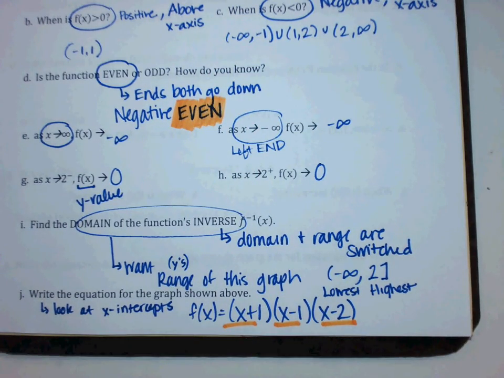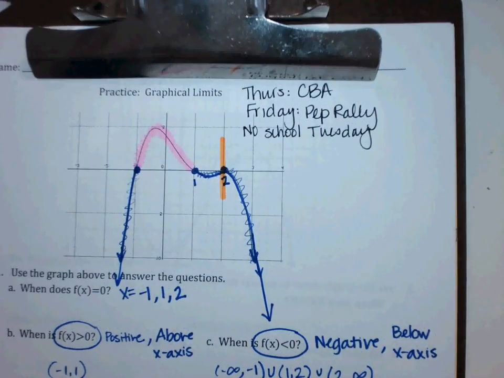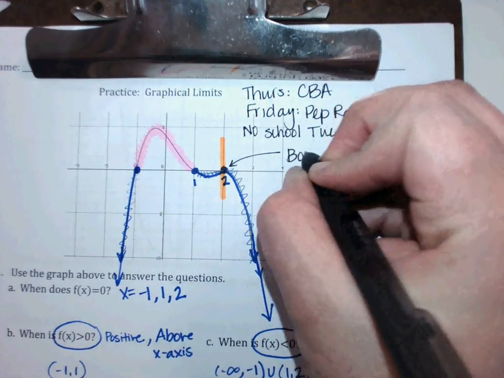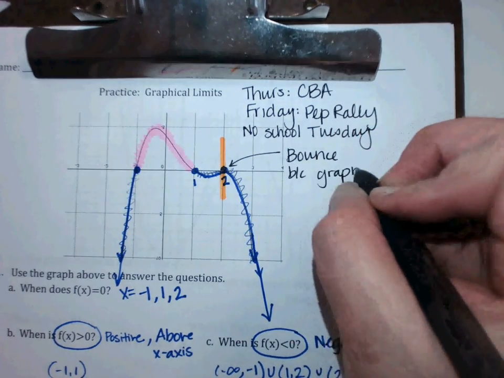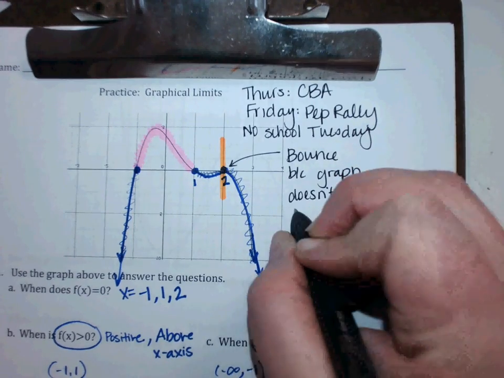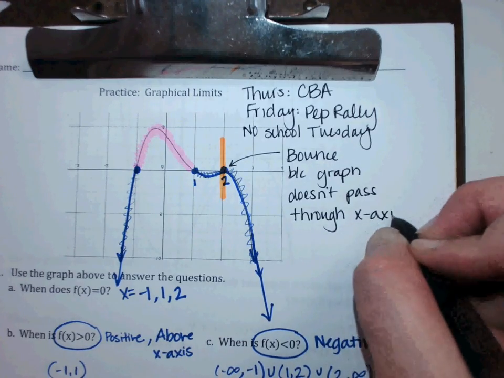Look back at your graph. One of your roots is a double. Do you know which one? 2. Why is it 2? What happens in the graph? Do you remember? It's a bounce. So look at the graph. At x equals 2, that is a bounce because the graph doesn't pass through the x-axis.